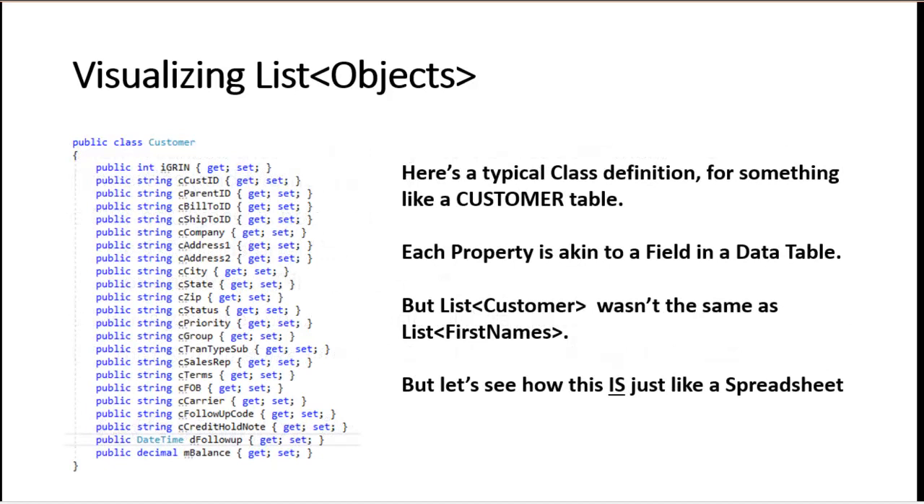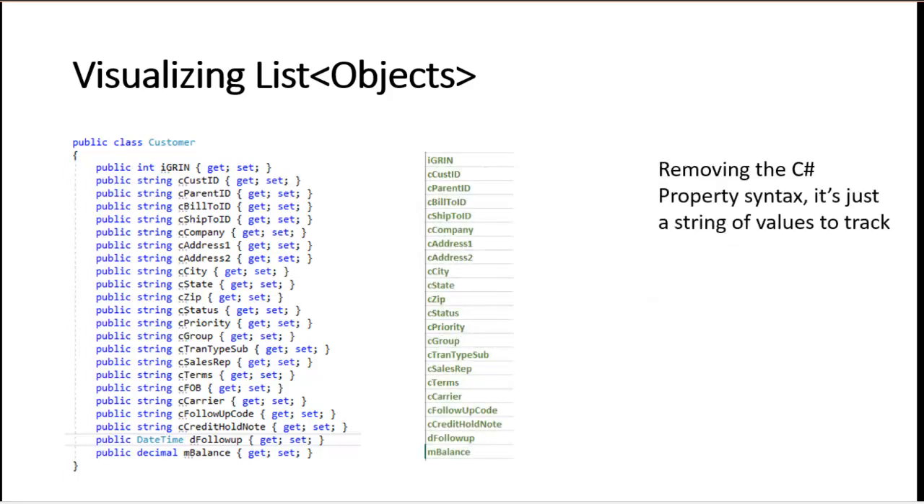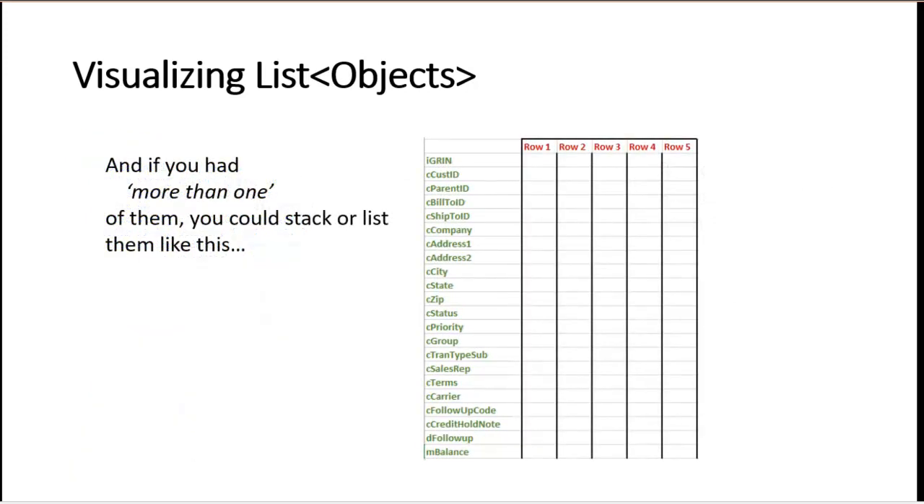Okay, here's a typical class of an object called customers. Typically each property is akin to a field in a data table, but a list of customers isn't the same as just a simple list of first names. But let's see how this really is just as simple as a spreadsheet. Okay, remove all the C# property syntax and just have a string of values to track. So far, so good? Okay, and then if you have more than one, you could just stack or list them like this. You have multiple of them.